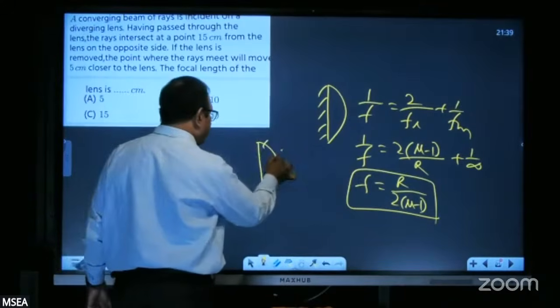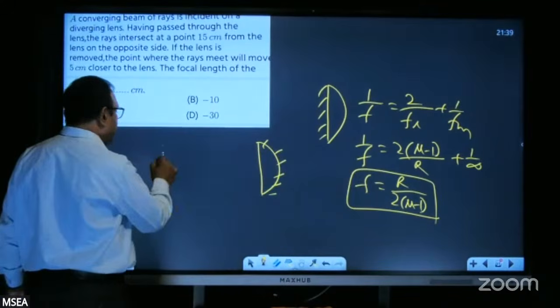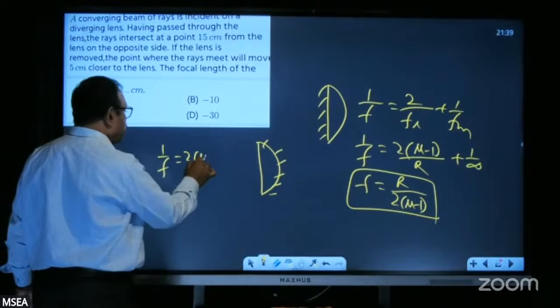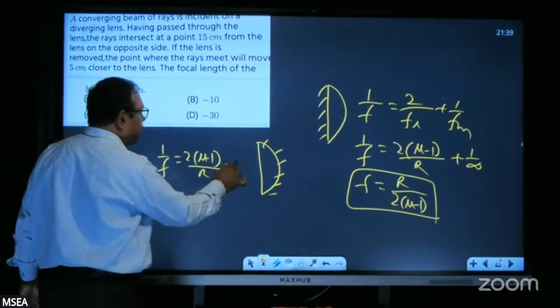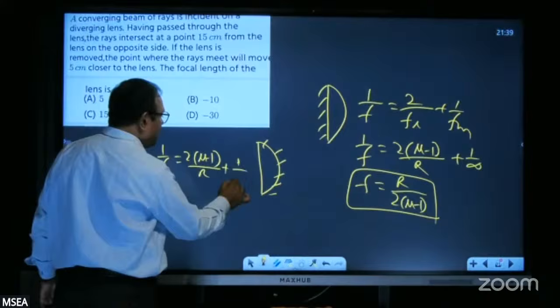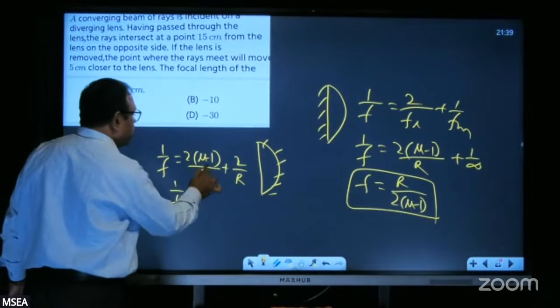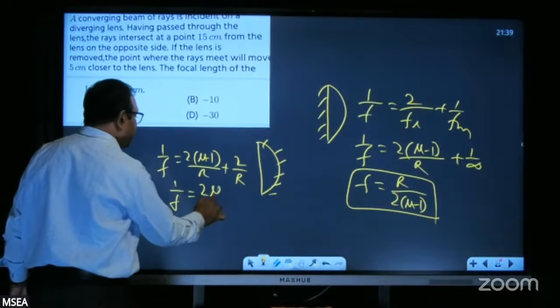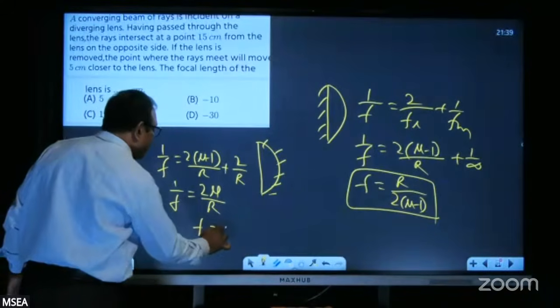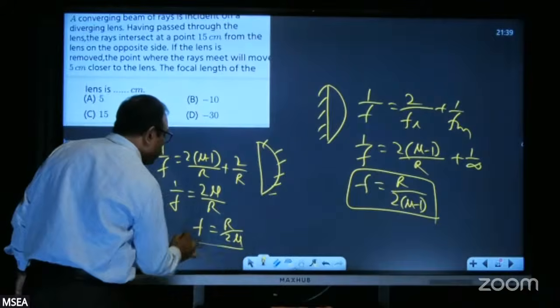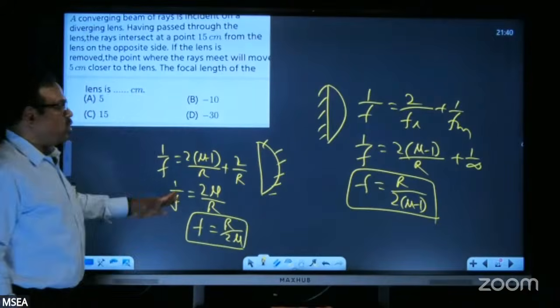Whenever the curved side is silvered, then 1 by f is equal to 2 into (mu minus 1) by r plus 2 by r. So 1 by f equals (2 mu minus 2 plus 2) by r, the 2s get cancelled, which is 2 mu by r, or f is equal to r by 2 mu. This is the way you have to remember.